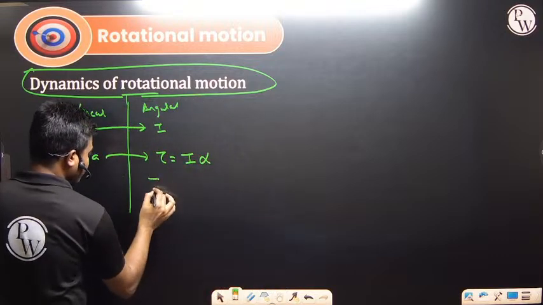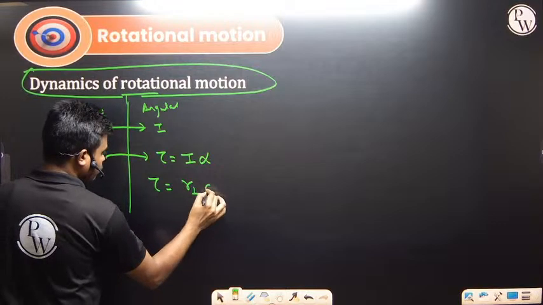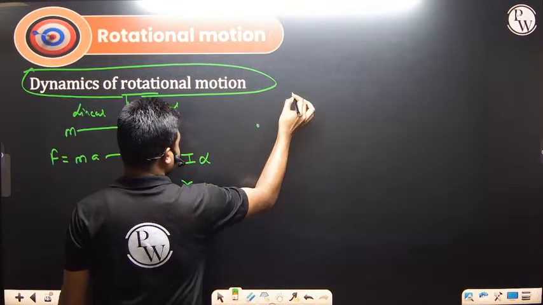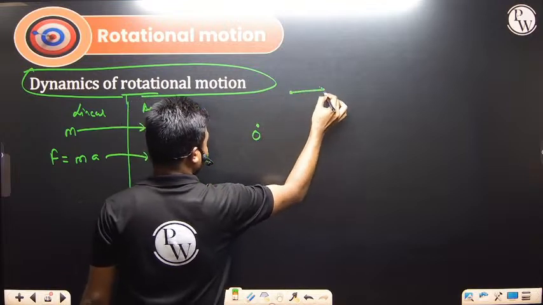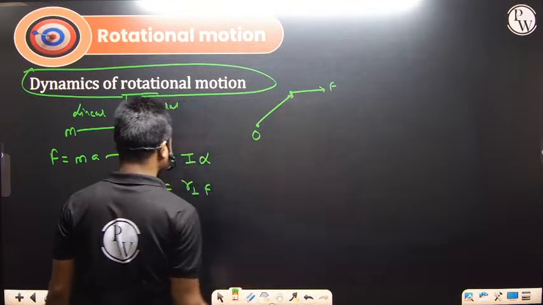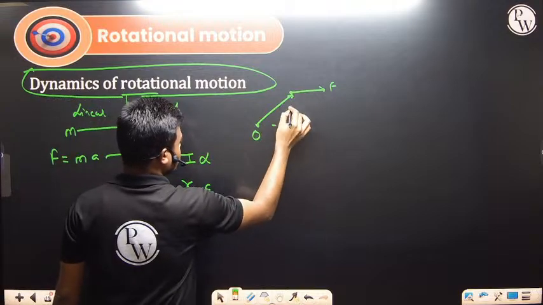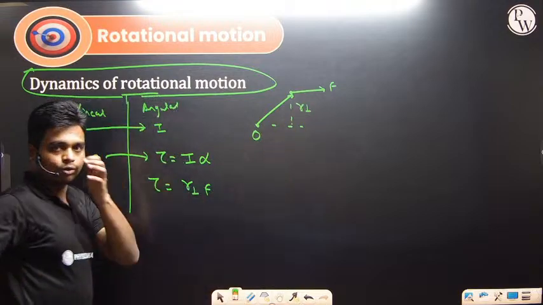We have one more formula, that is tau is moment of the force. So for example, if about this particular point we want to find the torque, and at this particular point force is acting, then we define this particular perpendicular distance, that is r perpendicular into F.